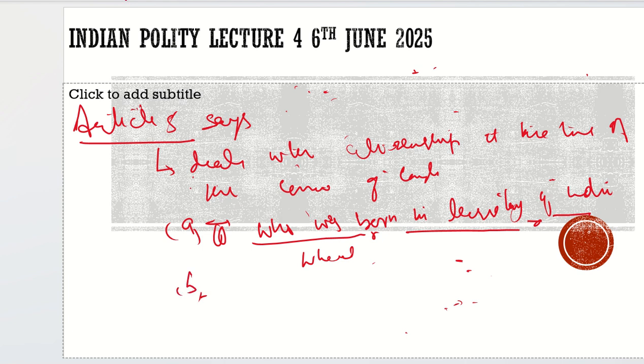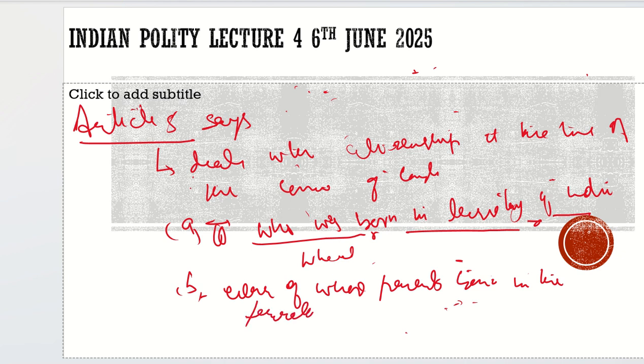Second, either of whose parents was born in the territory of India. Very beautiful. Suppose there was a couple, suppose there is a child.